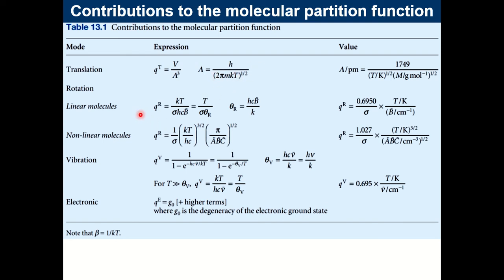Then in the case of the rotational partition function, kT by sigma hcB bar, or it can be simplified as T by sigma theta r. Similarly, for non-linear molecules, it gets slightly complicated, but this is the expression. But in this class, we will be focusing only on linear molecules. Then the vibrational part will look like this, and we will see that for the electronic state, g naught, the ground state degeneracy, plus higher degeneracy and higher energy terms will come into the picture.